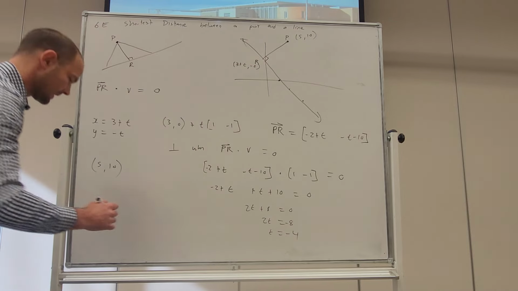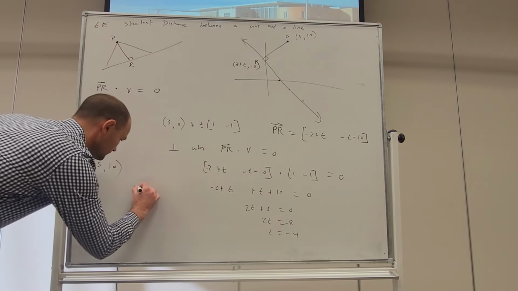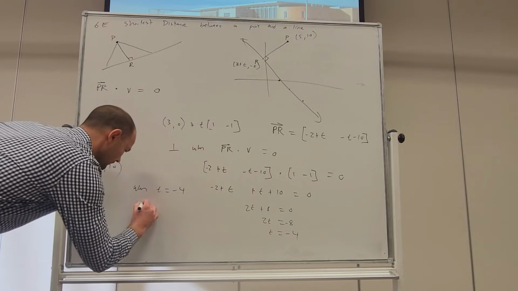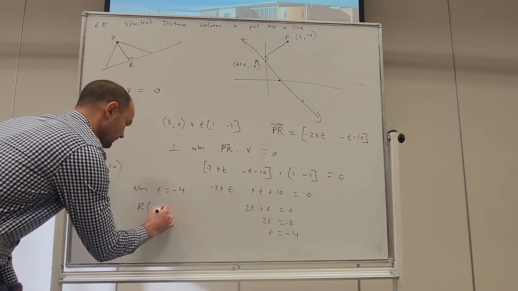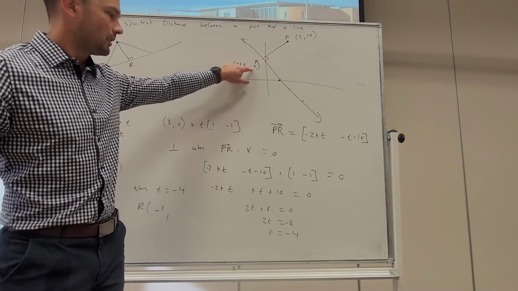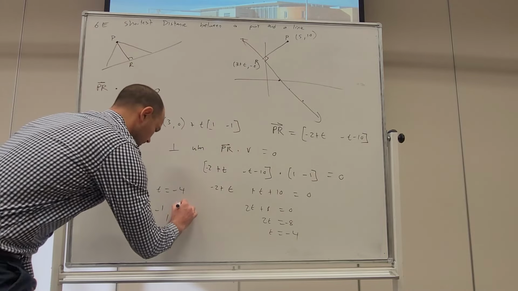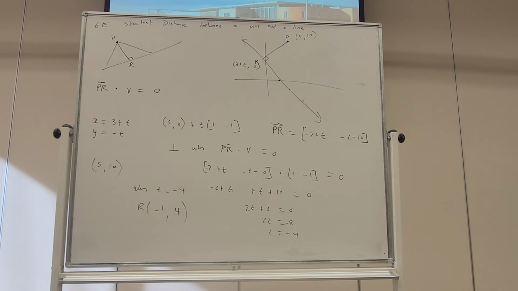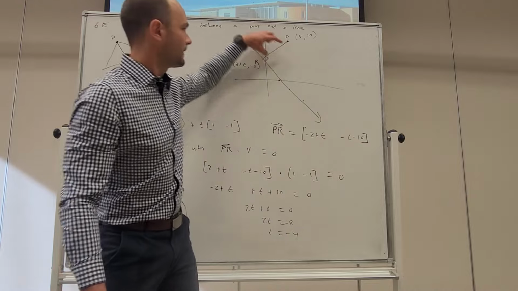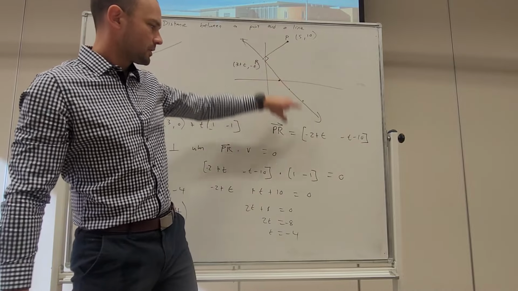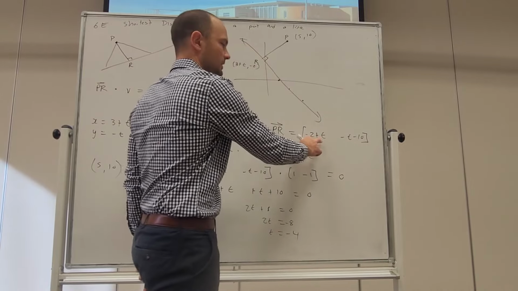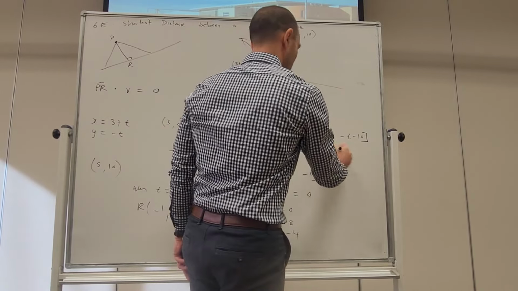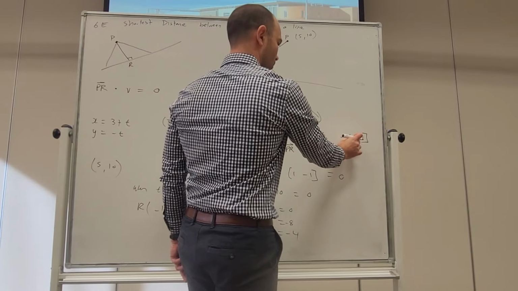Okay, so if t is minus 4, now we can find the coordinates of R. When t is minus 4, the value of R is going to be 3 plus minus 4, so x is minus 1, and the y value is minus minus 4, positive 4. So that's the coordinates of R. We've also already got vector PR, the vector from P to R. If we evaluate that, we'll have minus 2 take 4, and minus 4 take 10, which is minus 16.